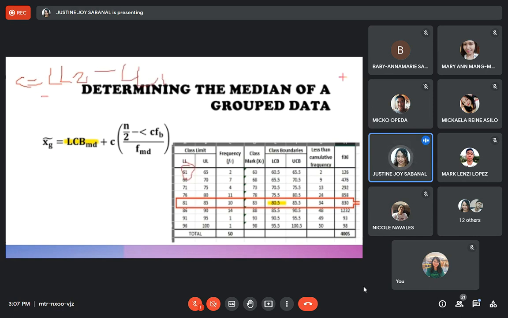So, we have 66 minus 61. So, yung value po ay 5. So, yung 5 po na yan ay ipapalit natin sa class size. Tapos yung n over 2 na compute na natin yan kanina based on our first step. So, isa-substitute nyo na lang. So, paano po naman yung less than cumulative frequency before the median class?